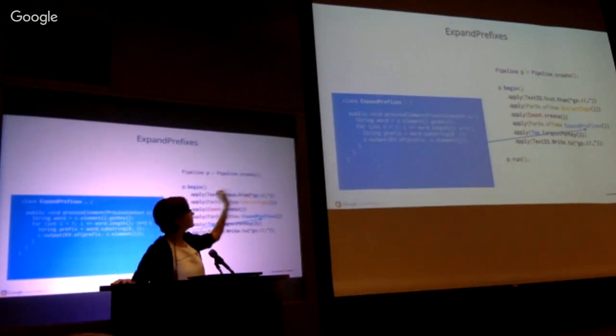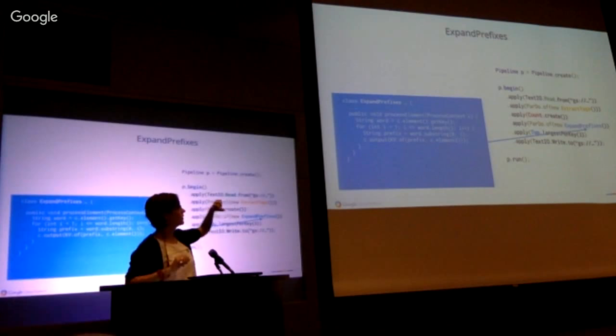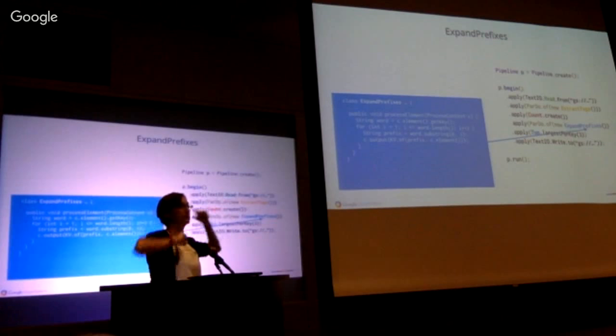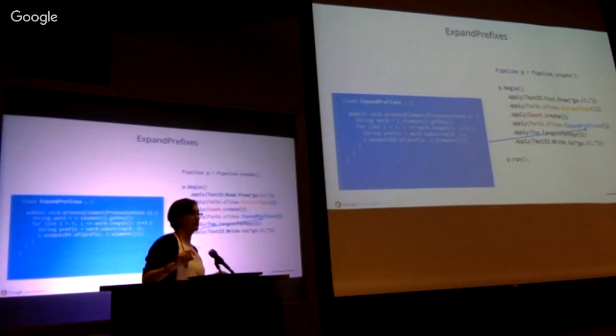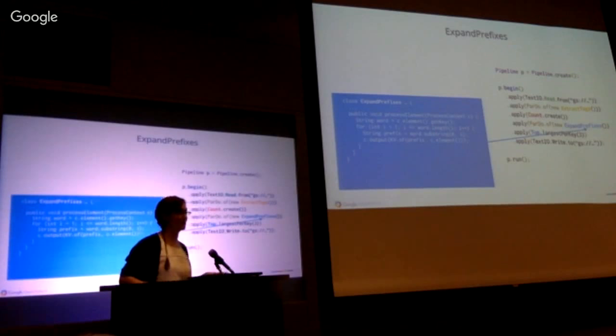So we get the word. It's a key. From the key, and then for each of the letters in the word, we produce the output, the prefix and the whole element. We explode the data. It's good. If there is a bug, let me know afterwards.